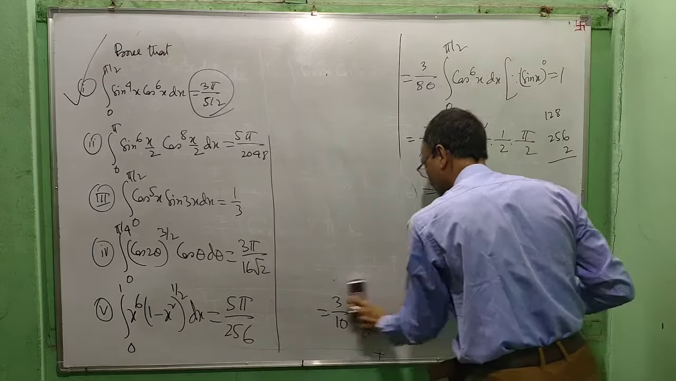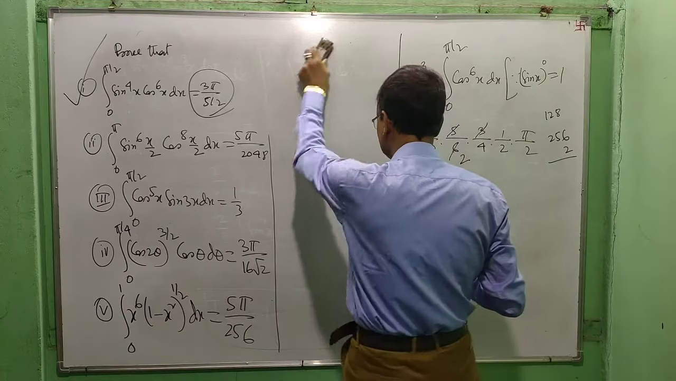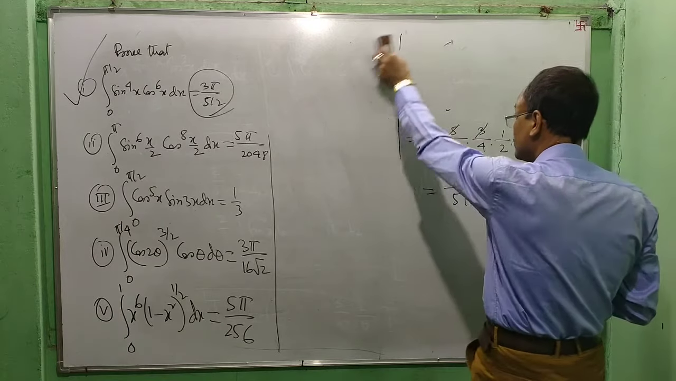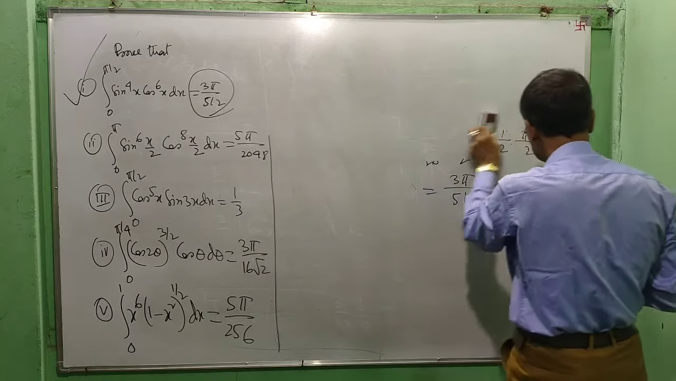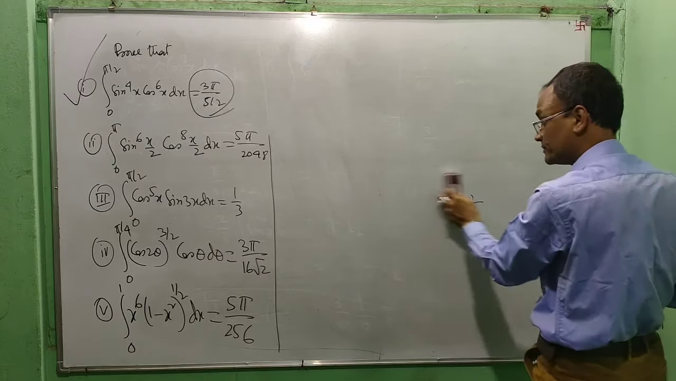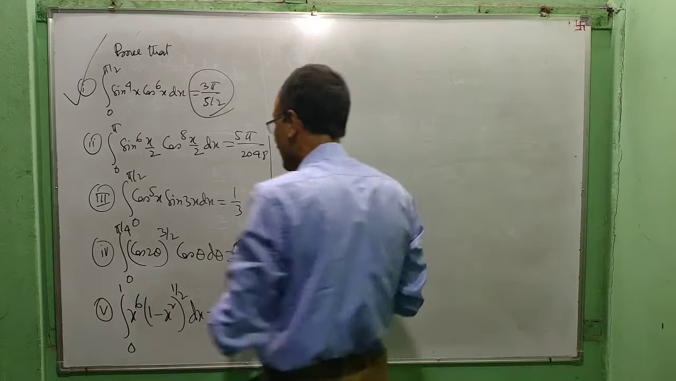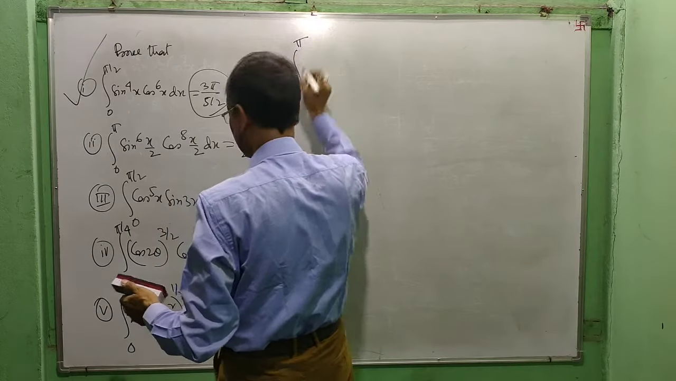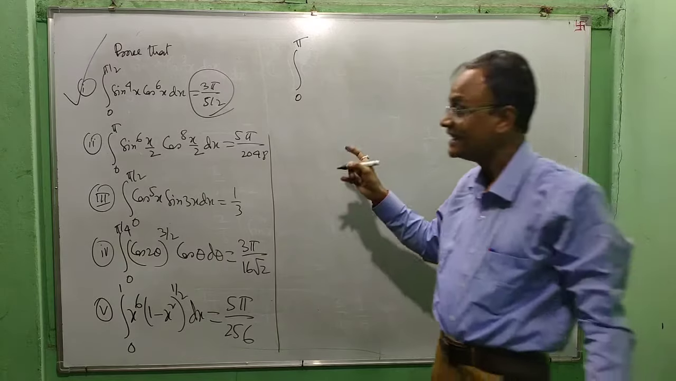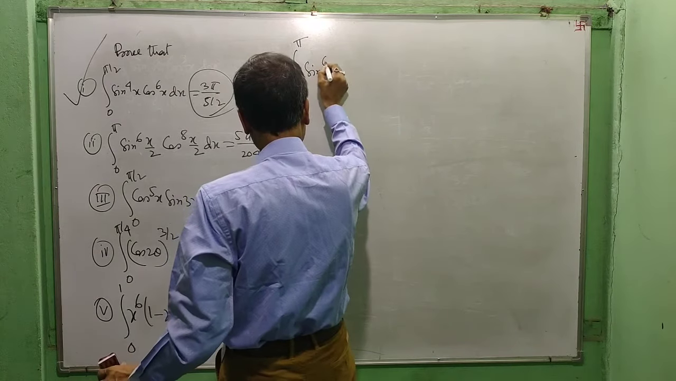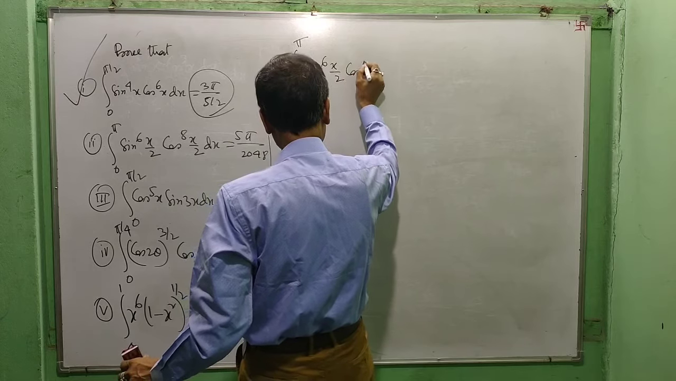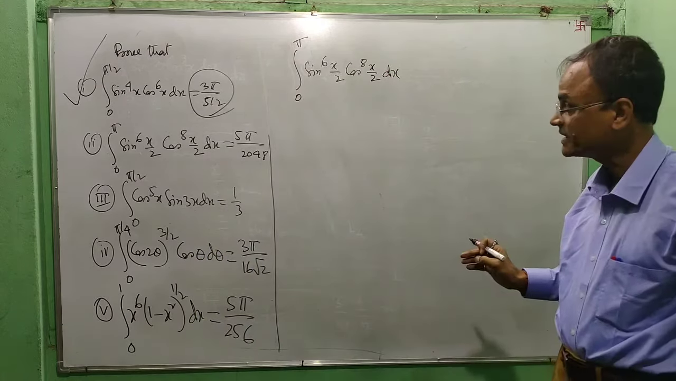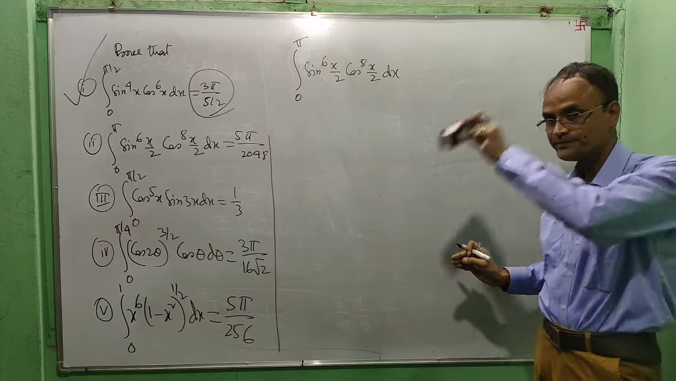Now, number two, it is integration 0 to pi, it is not pi by 2, it is pi, sin to the power 6 x by 2, cos to the power 8 x by 2 dx, sin to the power 6 x by 2, cos to the power 8 x by 2.